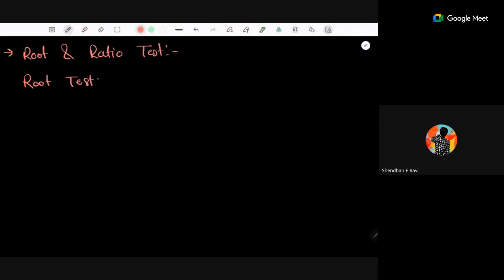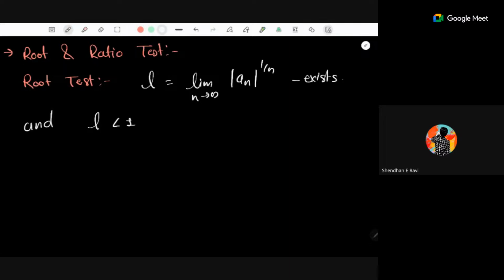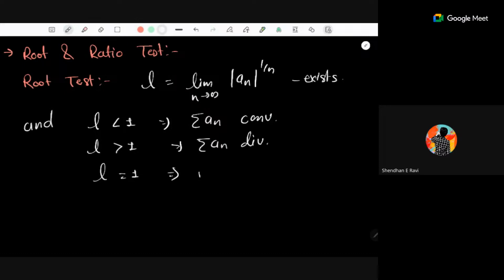In the root test, we want to find this particular limit, that L is nothing but the limit as n goes to infinity of modulus of a_n to the power 1 by n. If this limit exists, and if the value of L is strictly less than 1, then we will say summation a_n converges. If L is strictly greater than 1, then summation a_n diverges. And if L is equal to 1, the test actually fails. We don't have any conclusion in this particular case.